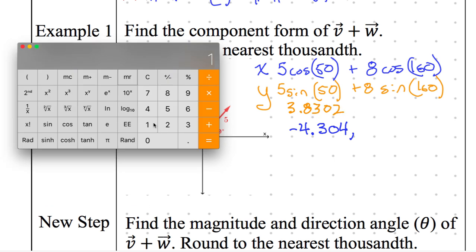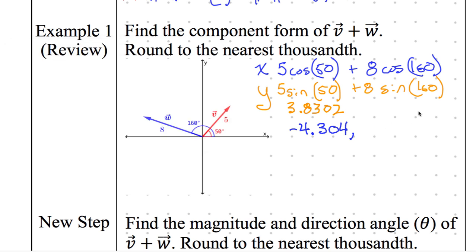Why is it 2? You don't need that. I'll round at the very end. 160 sine times 8 plus 3.8302, and rounding, that gives us 6.567. No, 6.566.